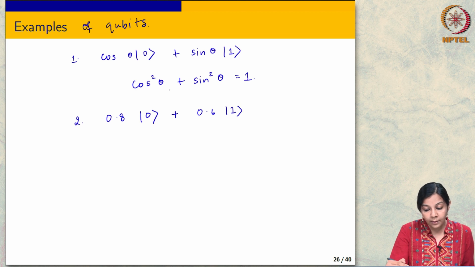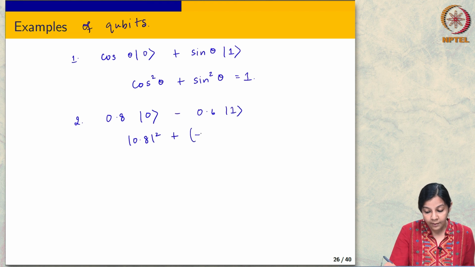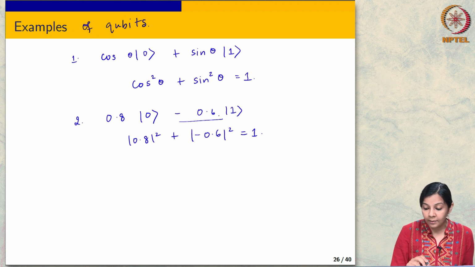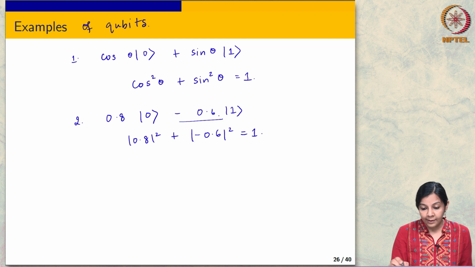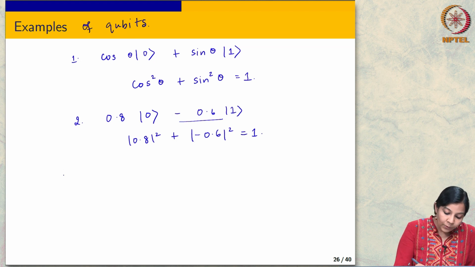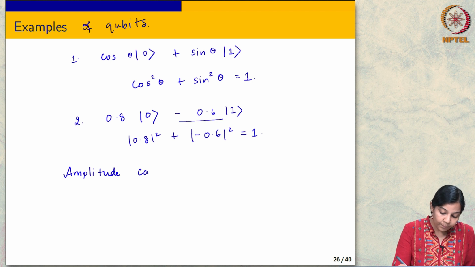I want to note here that actually I could change the plus to minus, right, and this would still be valid. Why? Because 0.8 squared plus (minus 0.6) squared actually still remains as 1, right. So even though the amplitude has actually changed, it remains a valid qubit. And I want to quickly make a note here that in fact the amplitude can be complex.